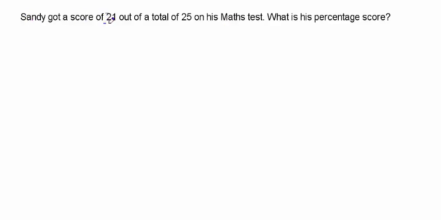Sandy got a score of 21 out of a total of 25 on his maths test. What is his percentage score? So we are going to create a fraction with the score on the top and the total score on the bottom, 21 over 25. And then to find his percentage score, we multiply this fraction with 100, or 100 over 1. Time for us to simplify.